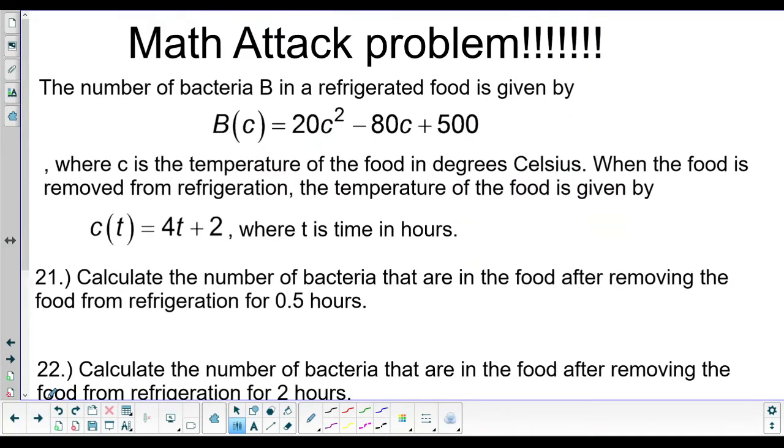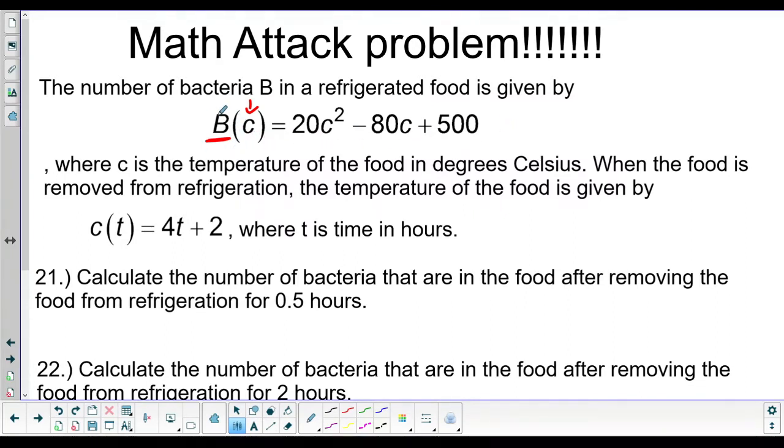All right, let's move on to this math attack problem so that we can tackle the really hard stuff, and then you can go ahead and try these on your own in your homework, and I'll be there if you need any help with them. So it says the number of bacteria B in a refrigerated food is given by this equation. So here's the number of bacteria. It depends on C. We don't know what C is yet, but C is some variable that they'll probably tell us. And it's this equation.